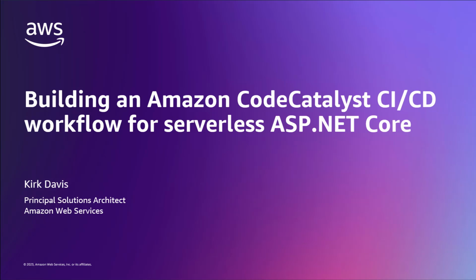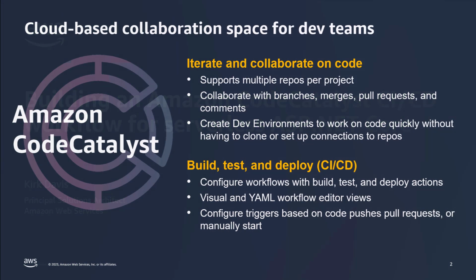Today, I'm going to be showing you how to very easily use Amazon CodeCatalyst to set up a build, test, and deployment workflow for a serverless ASP.NET Core application built on .NET 6. So, Amazon CodeCatalyst is a cloud-based collaboration space for software development teams. CodeCatalyst has a lot of features for dev teams, including creating CI/CD workflows to automatically build and deploy software to AWS, which is what I'm going to be showing today.